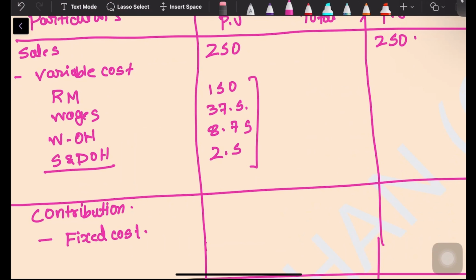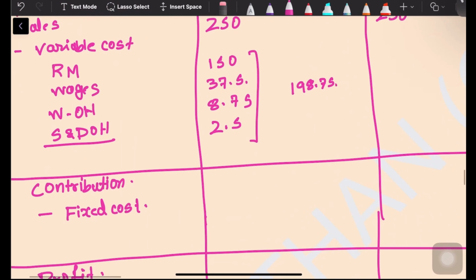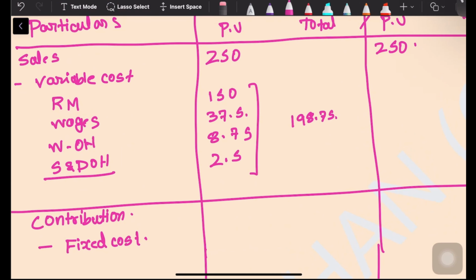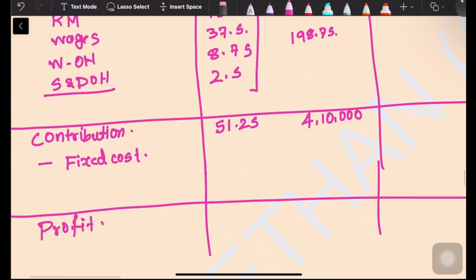So all put together 150 plus 37.5 plus 8.75 plus 2.5, 198.75. So my contribution is 250 minus 198.75, 51.25 into 8,000, 4 lakh 10,000 minus my fixed cost 2,10,000.